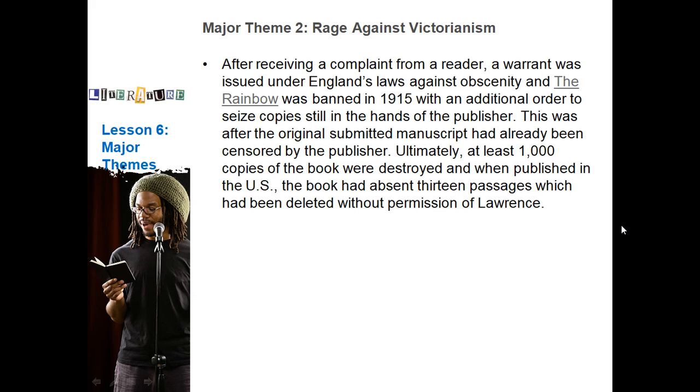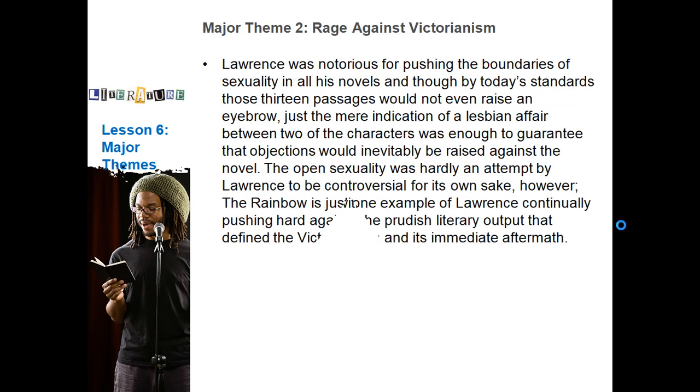Ultimately, at least 1,000 copies of the book were destroyed, and when published in the US, the book was missing 13 passages which had been deleted without permission of Lawrence. Lawrence was notorious for pushing the boundaries of sexuality in all his novels, and though by today's standards those 13 passages would not even raise an eyebrow, just the mere indication of a lesbian affair between two of the characters was enough to guarantee that objections would inevitably be raised against the novel.